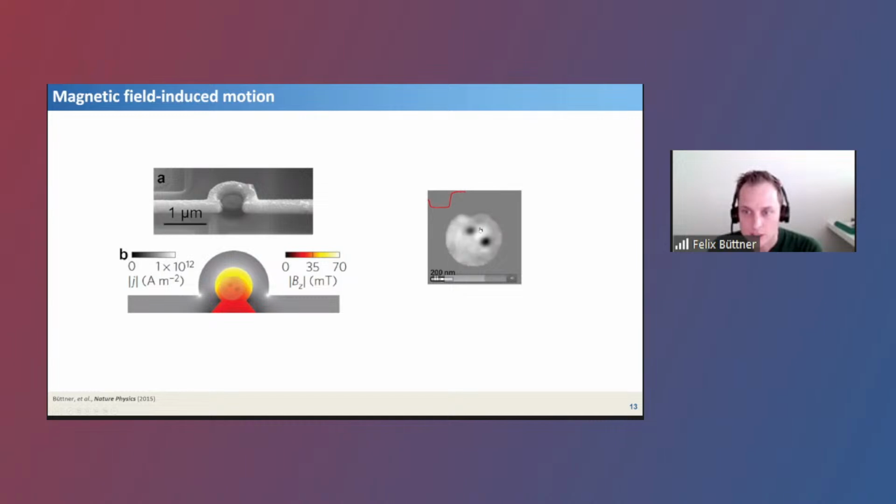That new domain is displacing that skyrmion, and upon reversal of the field pulse, the new domain is annihilated, and the skyrmion returns back to its initial position. The entire duration of that video is 14 nanoseconds. So this is a very fast and deterministic response to a magnetic field pulse.